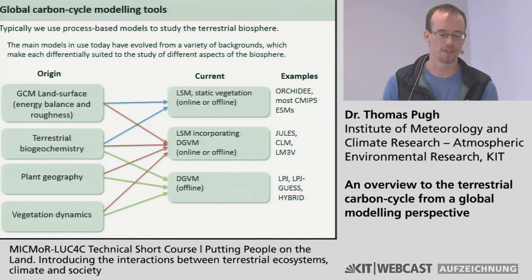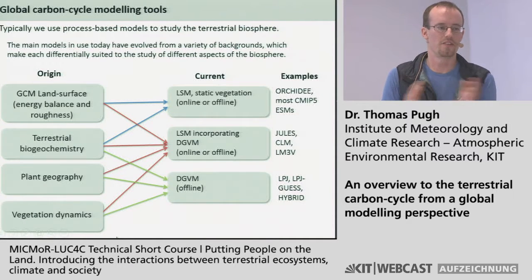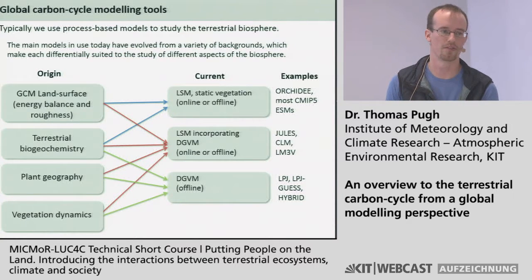So the models that we use today have evolved from a variety of different backgrounds. Just on the left side here, I go through some of them. So we have the GCM land surface models, which have been put together to give the boundary between the atmosphere and the land surface for global circulation simulations. And this is really focusing on the surface energy balance and the surface roughness. Then we have the terrestrial biogeochemistry models, really looking at the exchanges of the trace gases, particularly CO2 with the surface and the atmosphere.